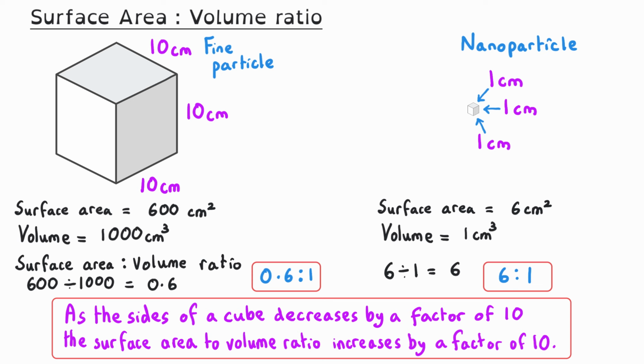And hopefully you can see that as the sides of the cube decrease by a factor of 10, the surface area to volume ratio for the cube increases by a factor of 10. And that tells us that the smaller and smaller we make our cubes, the larger and larger the surface area to volume ratio will be.